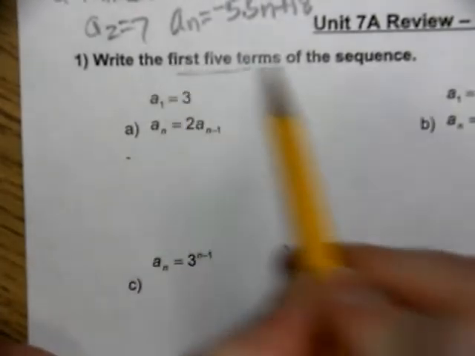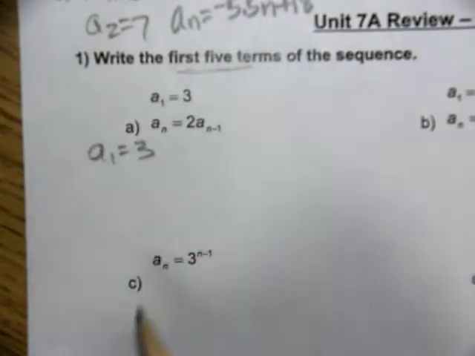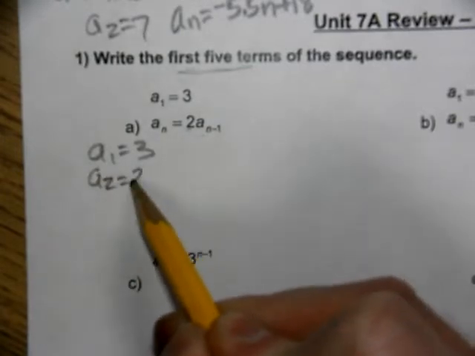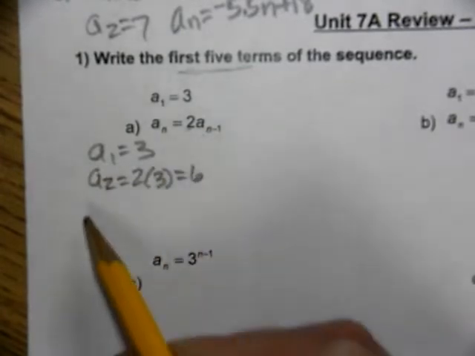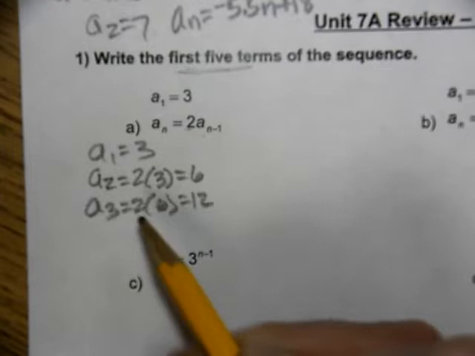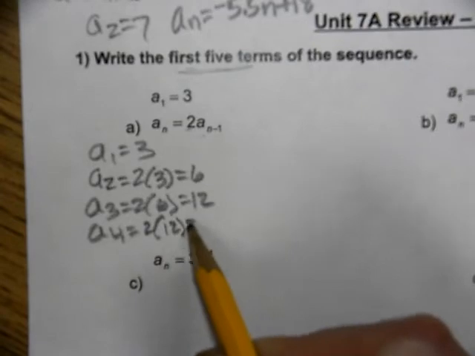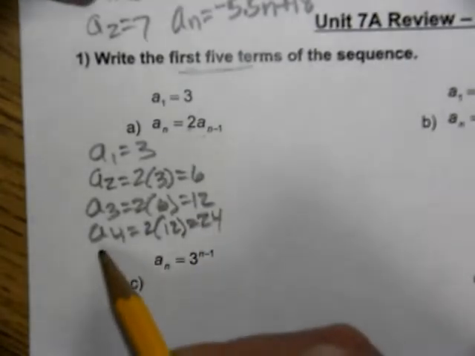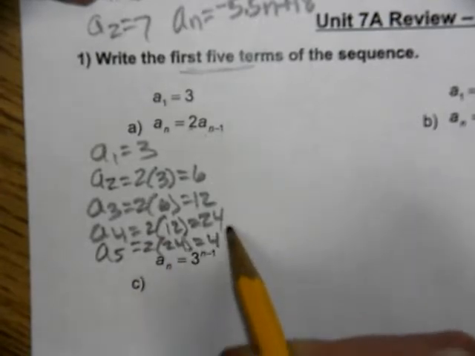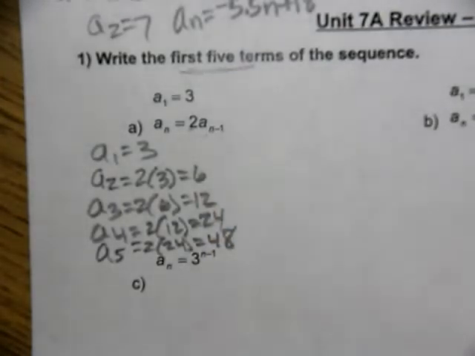Down here we're supposed to write our first 5 terms. Well, we'll call a of 1 our first term, and it says 2 times your previous. So a of 2 says 2 times your previous, so it's going to be 6. And the previous was 6, so now it's 12. 24. 2 times 24 is 48. So 3, 6, 12, 24, and 48.